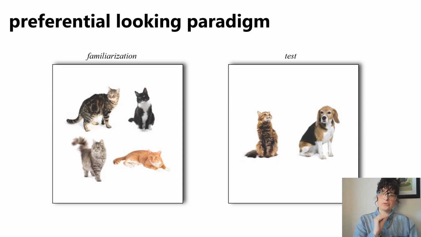Once you finish the familiarization stage, you present an image of a new cat that they've never seen before that was not included in the familiarization stage, and something else, like a dog. You would use these test stimuli to determine whether or not infants can tell the difference between cats and dogs, or whether they see them as part of the same category.